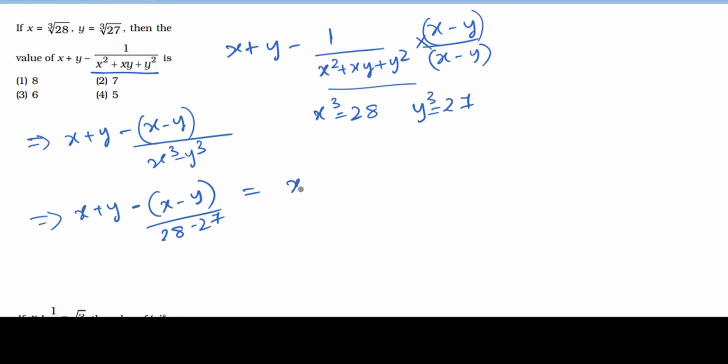And this becomes x plus y minus x plus y. This is equal to 2y. This is the time where you substitute the y value. From here you know y equal to 3. Then 2y is 6.